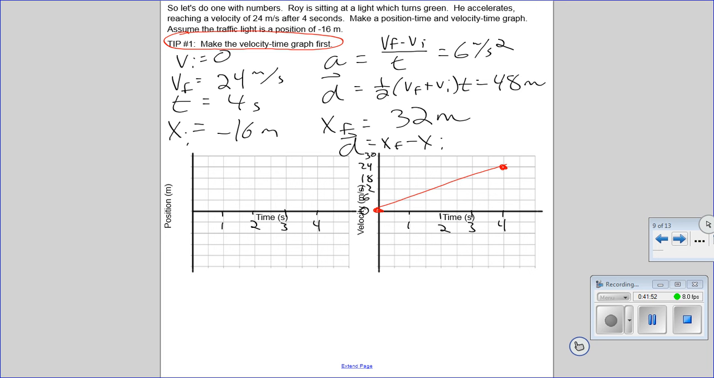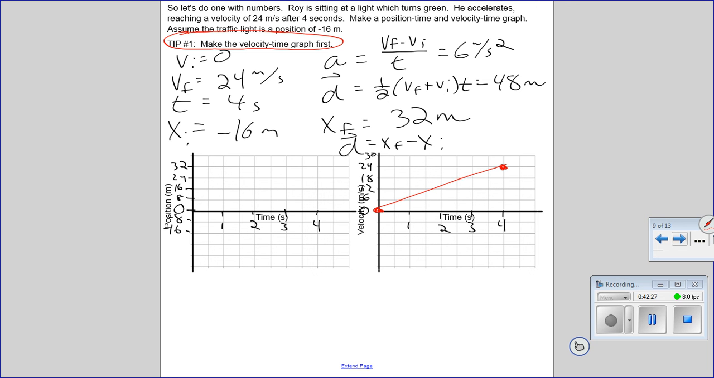Now, the position graph. Let's see, here's what I know. I know I've got 4 seconds, and my position has to go from negative 16 up to 32. So here's a position of 0. I got to get up to 32. I got 5 boxes. What should I number by? 8. Yeah, 7 would work, but it's a weird number. Let's number by 8s. And that actually works, too, because all of our numbers are multiples of 8 here, right? So our position's going to go 8, 16, 24, 32, 40, negative 8, negative 16.